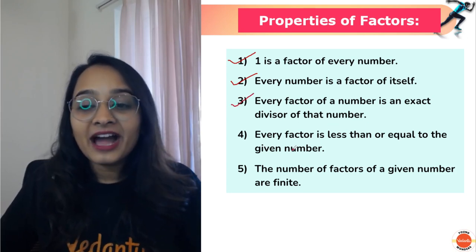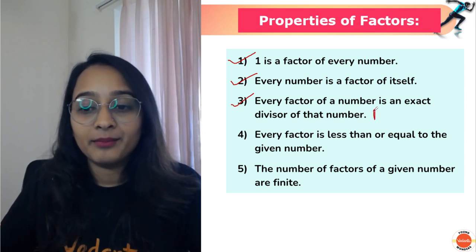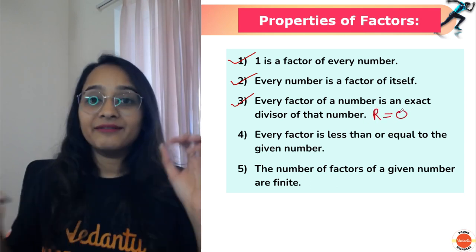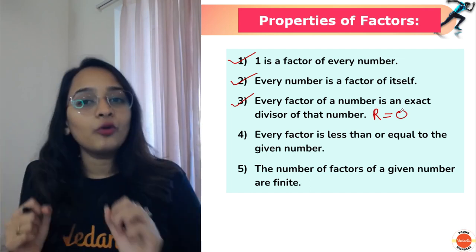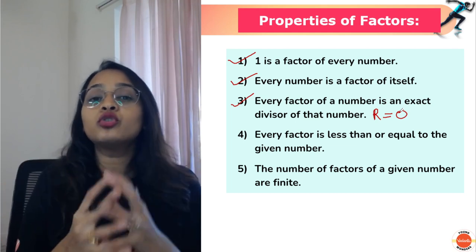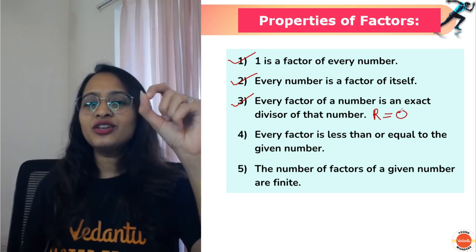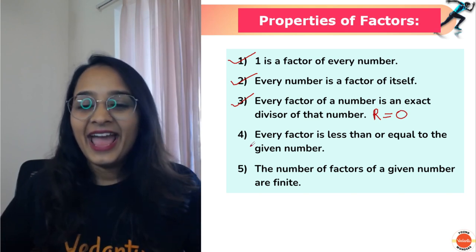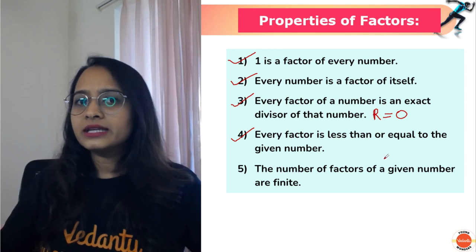And every factor of a number is an exact divisor of that number. What does that mean? That when you divide a number by its factors, the remainder is 0. Exact divisor ka yahi matlab hota hai ki jab aap un dono ko divide karte ho, to you get the remainder to be 0, which is our hero. And every factor is less than or equal to the given number.